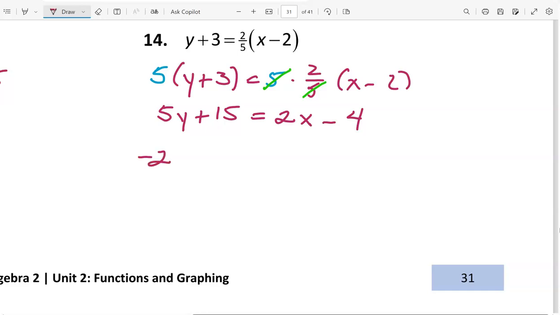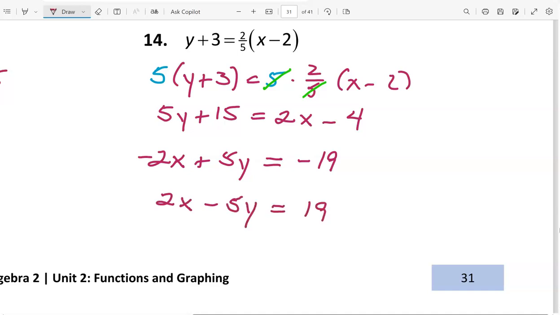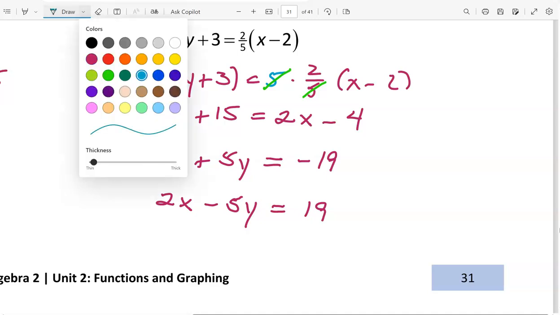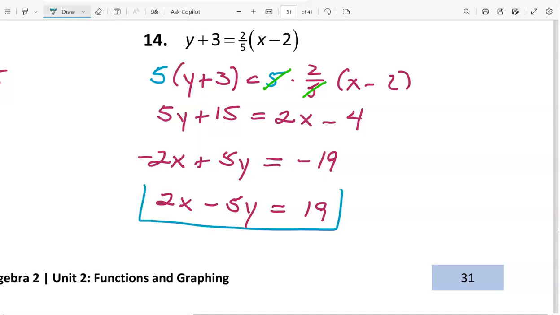Let's move the x terms and y terms to the same side, so I'll do that by subtracting 2x from both sides, and that 15 on the left needs to move over to the right, so we will subtract 15 from both sides. Now that gives us negative 2x plus 5y is equal to negative 19. Remember that standard form may not have a negative first or x coefficient, so I'll multiply all terms through by negative 1. And that gives us 2x minus 5y is equal to positive 19.